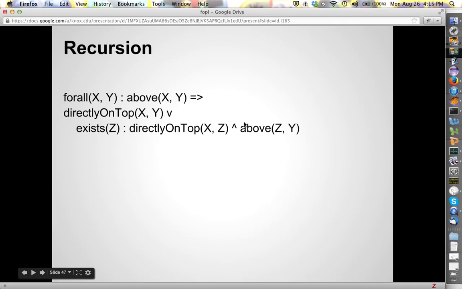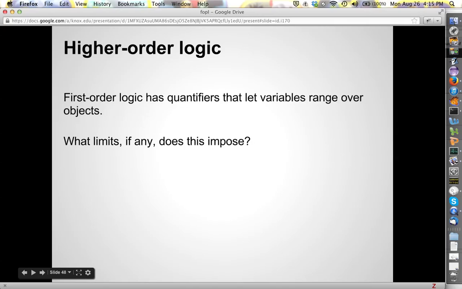But what's great is we're kind of encoding that with this above. This above actually just says, keep applying this rule until you have either a single directly-on-top-of or a chain of directly-on-top-ofs. So it's kind of a clever way to think about recursion.